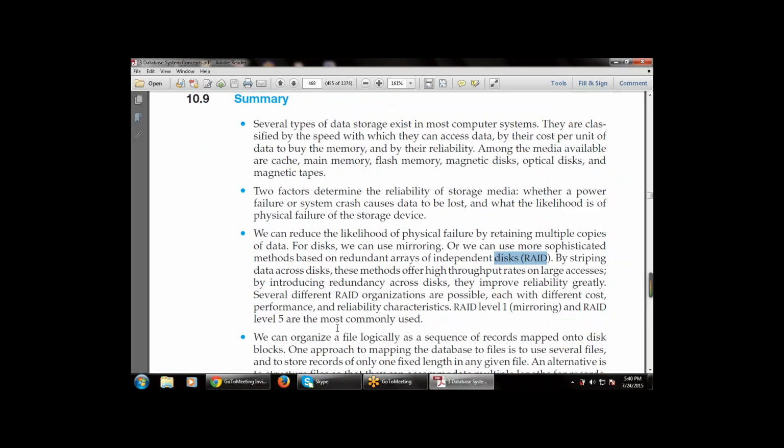Next, we can organize the file logically as a sequence of records that is mapped onto the disk blocks. So we can record a file, we can recognize a disk that is available as a sequence of records that is mapped onto the disk blocks.